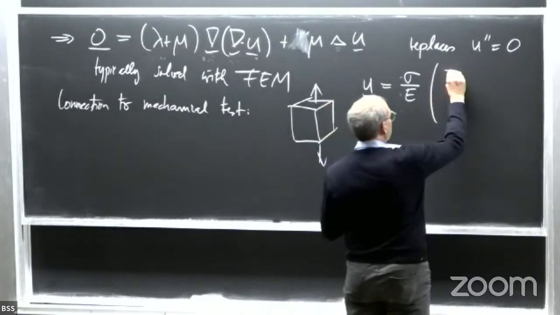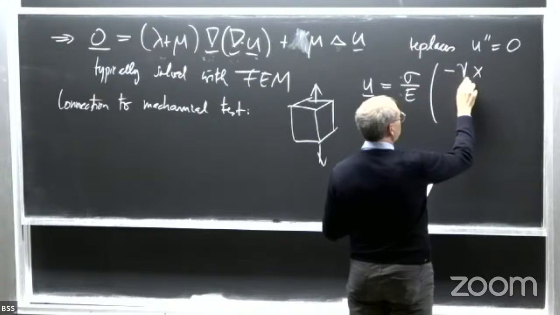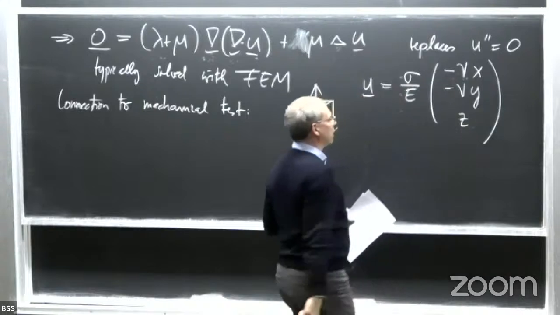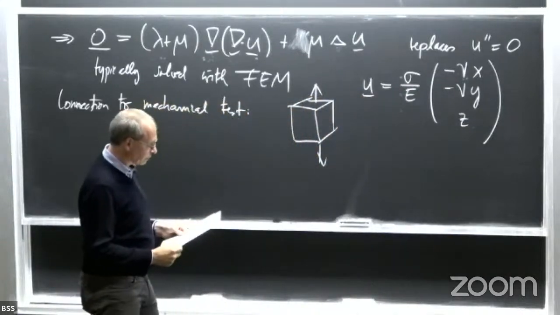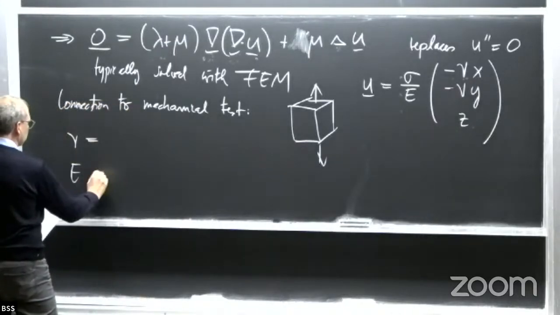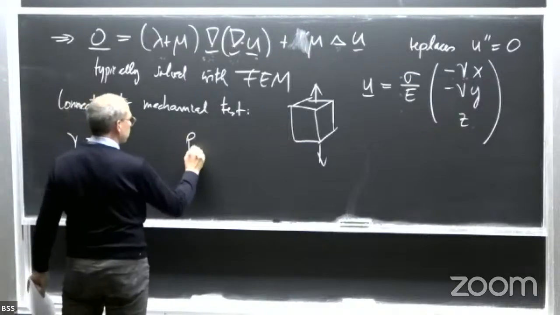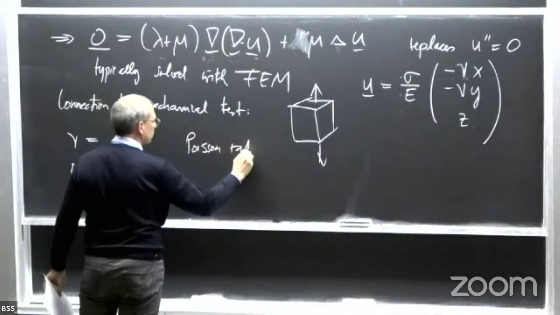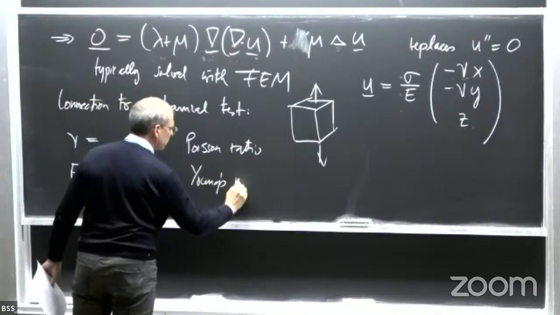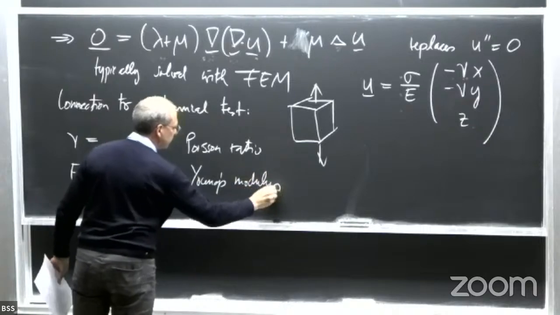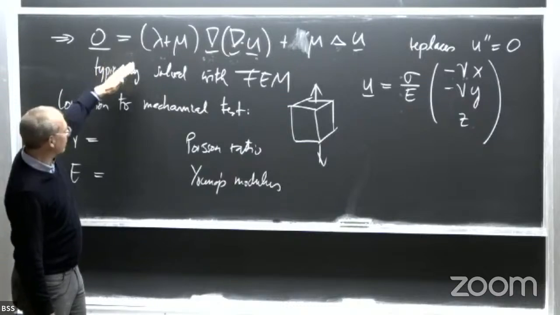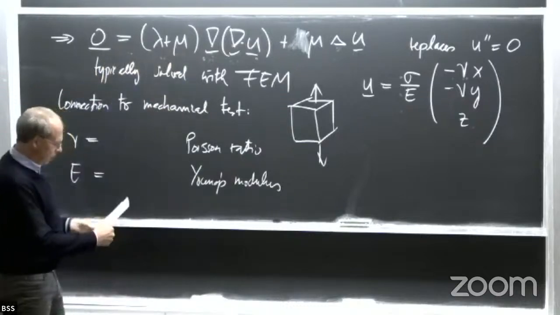And then we will have a number, which I will define in a minute. I call it mu, so it's minus mu times x, minus mu times y. And these two numbers are, of course, the Poisson ratio and the Young's modulus. Okay, and because this is a solution, this E and mu have to be functions of lambda and mu.